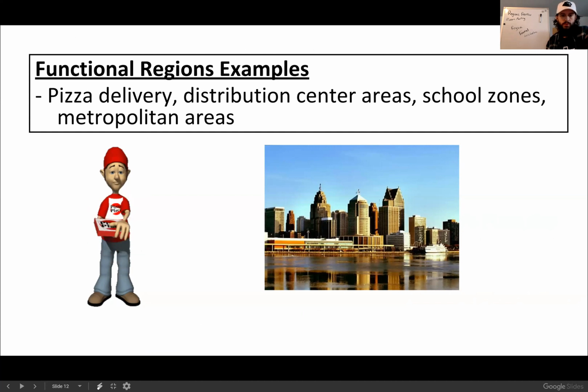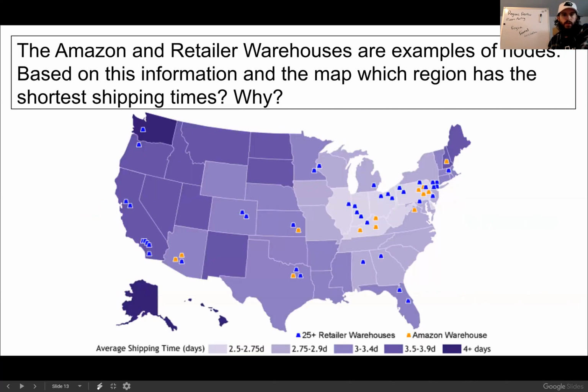School zones are located around the areas that pay for those schools. So which areas' property taxes pay for the schools. And finally, metro areas: where can you get metropolitan services and functions? Amazon and retailer warehouses are examples of nodes.